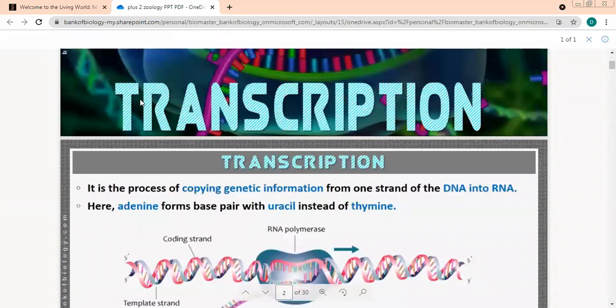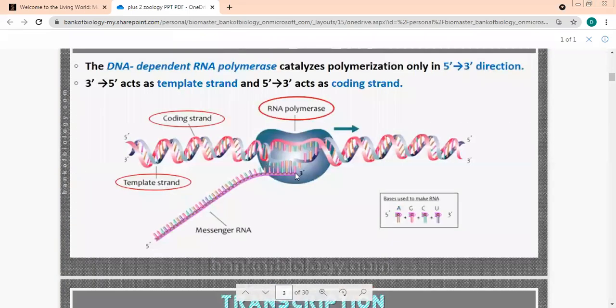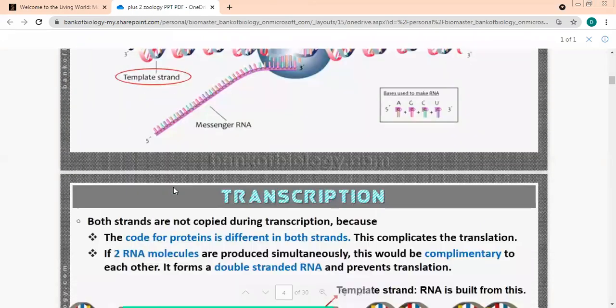First of all, we said genetic information will be copied from one strand of DNA into the RNA. And adenine will not bind with thymine, it will bind with uracil. Second, we talked about this important enzyme. We'll talk about how this is going to play a very important role. The name of the enzyme is DNA-dependent RNA polymerase. This will catalyze polymerization. So 5 prime to 3 prime is your coding strand and 3 prime to 5 prime is your template strand.